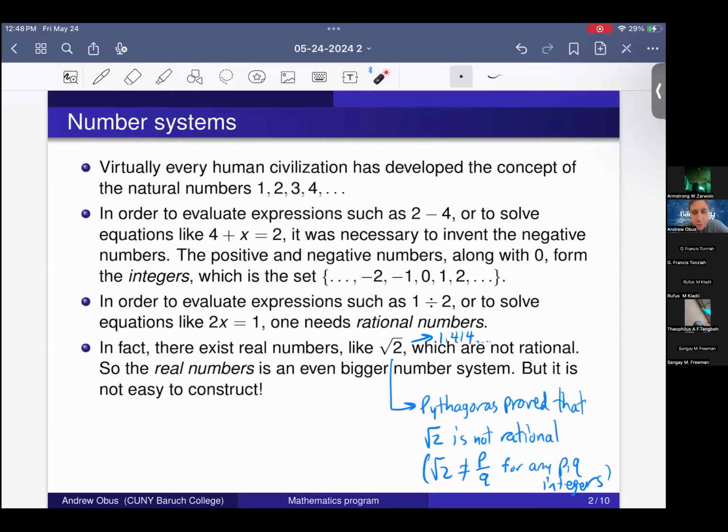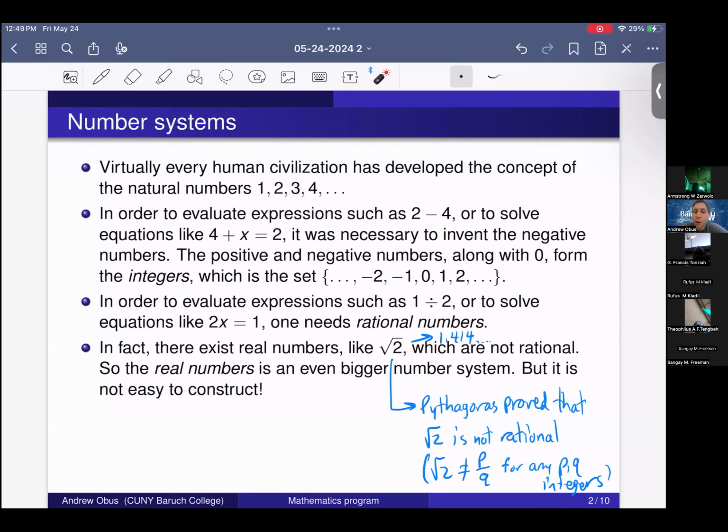Now, it's certainly not all that there is. So there's something called the complex numbers, which is what we're going to talk about today. But even before I get to the complex numbers, I want to say that if somebody asks you to define a real number, defining a rational number is not hard.